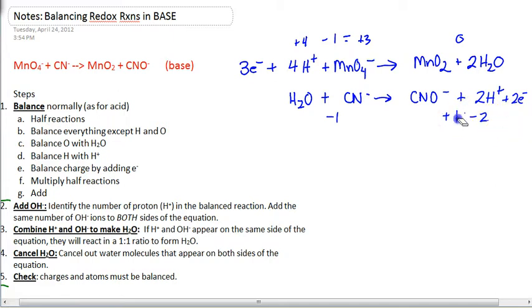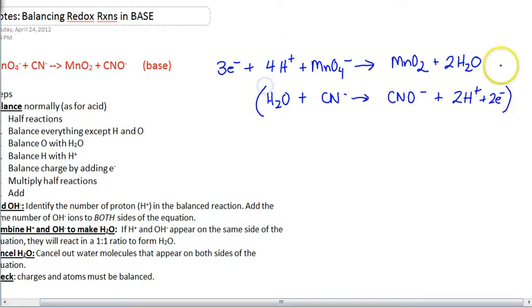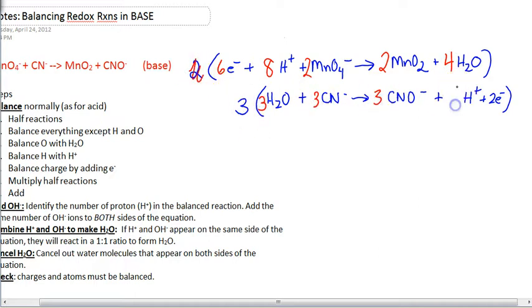Okay, let's get rid of our work here. Now we want to see if our reaction's electrons would cancel out if we added them up. They won't, so we're going to need to multiply our half reactions by a factor, this one by 2 and this one by 3, so that we cancel out our electrons. So this is going to become 6, this will become 8, this will be 2, this will be 2, and this will be 4. And then this one will need to get multiplied by 3, so this will be 3, 3, 3, 6, 6.